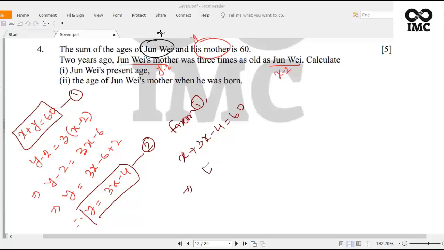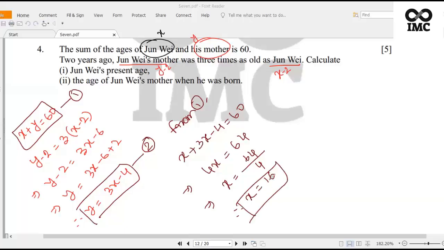Now X plus 3X will be 4X, 60 plus 4 will be 64. Then what is the value of X? X will be 64 by 4. Okay, so the value of X will be 16, since 4 times 16 is 64. So Jun Wei's present age will be 16 years. So answer 1, 16 years. That is the present age of Jun Wei.